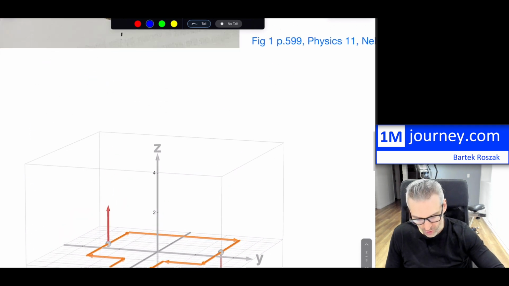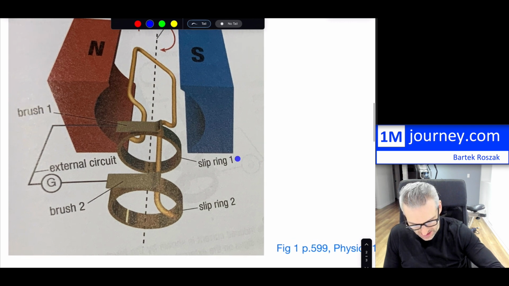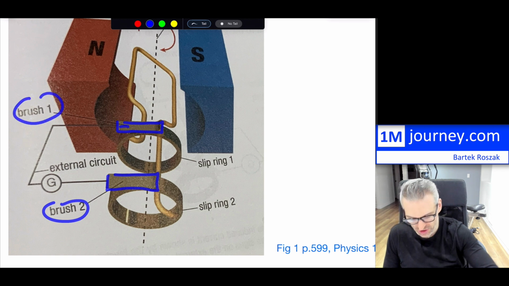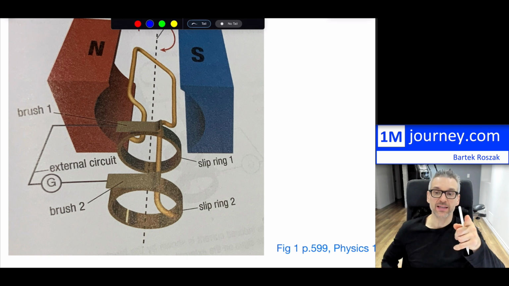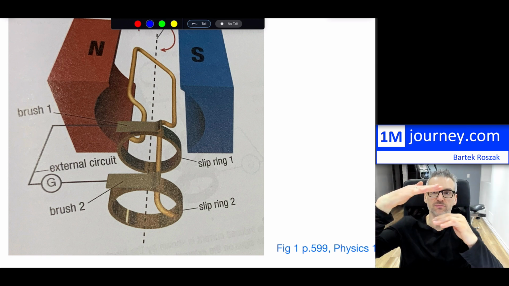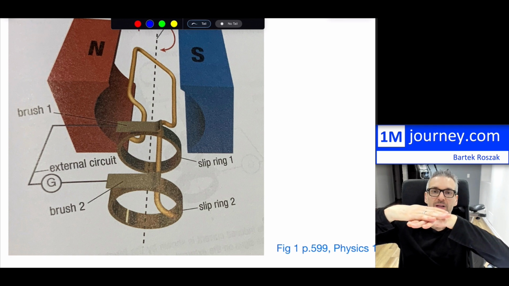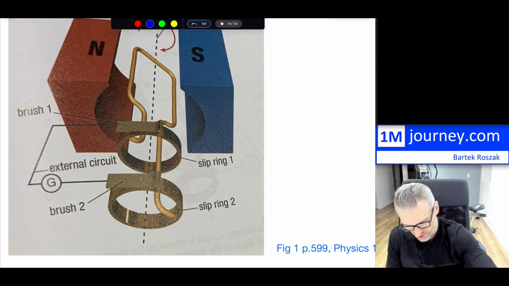Now, how can it rotate? First of all, notice that it can rotate because you have these slip rings. On top, this piece and this piece are like brushes. They are basically just touching these rings, but the rings can actually rotate through. As it rotates, you have a brush on top, and because the ring is constantly rotating, it is attached. So it will allow the current to flow out in some direction.